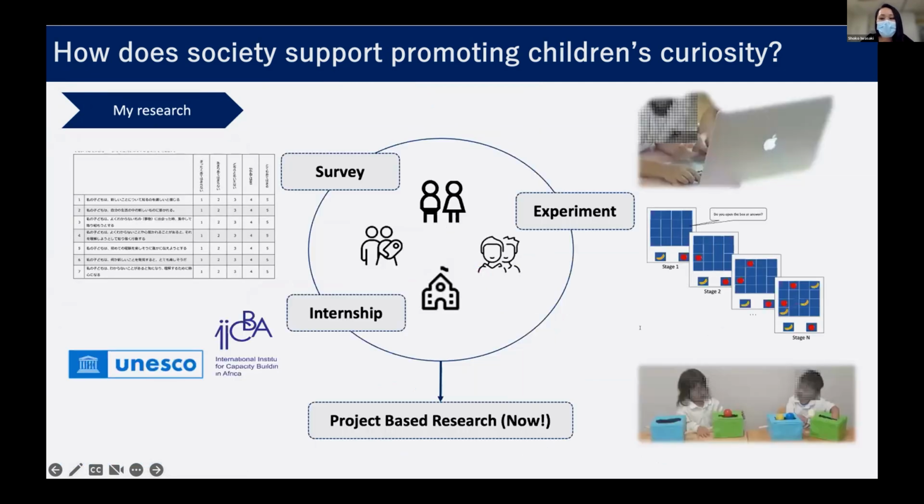So now currently I am implementing the project-based research, PBL. I experienced the internship at UNESCO in the first half of this year. And I am now collaborating with them to develop monitoring tools to improve teachers' interaction quality. The internship provided me the insight of how research can contribute to society. And by reflecting on this experience, I planned the project and am currently implementing it under the university's and UNESCO's supervision.